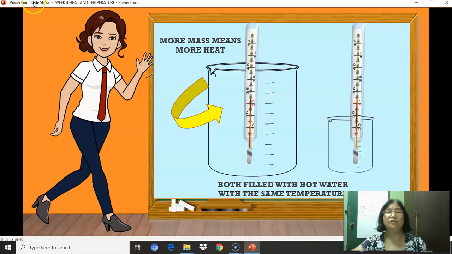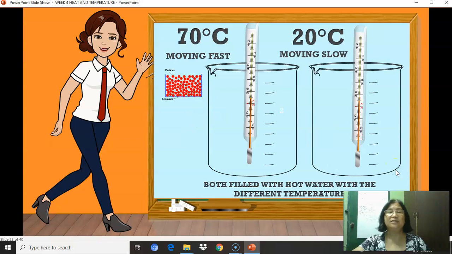So, the answer is, more mass means more heat. Meaning, the container is bigger. We assume that both containers are filled with hot water. So, meaning to say, this big beaker contains more mass, meaning to say, more heat. Next. How about this?